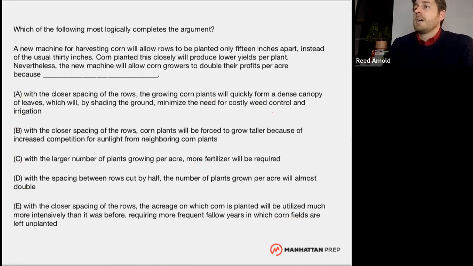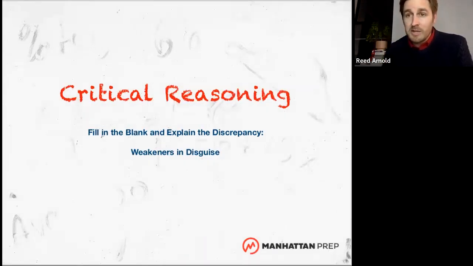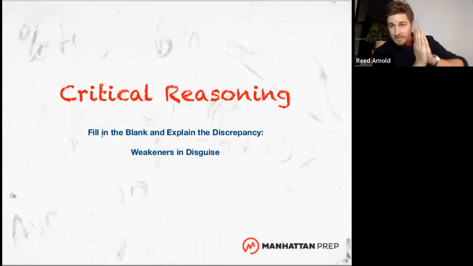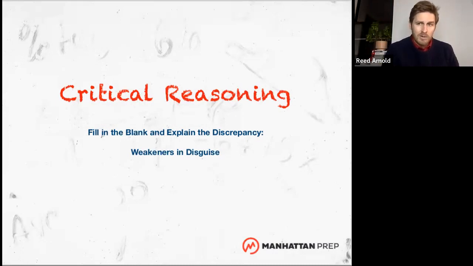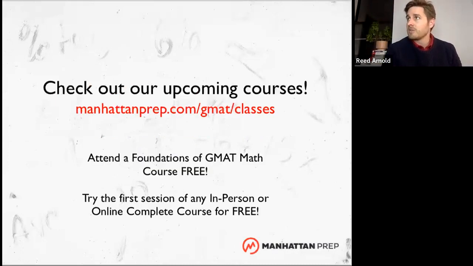So take these arguments, these fill in the blank and discrepancy arguments. Again, these are weakeners in disguise. Think about what it means to weaken an argument. And here's the real thing I hope you do: really practice being specific about that. Don't just say, oh, I want to weaken this argument. How? Why does someone think that argument holds? Because you got to weaken that reasoning. Be specific about what you need that answer to do. The more specific you are, the faster right answers can jump out at you.